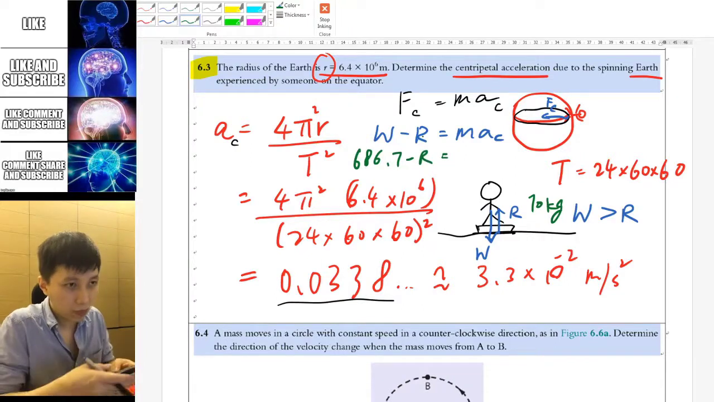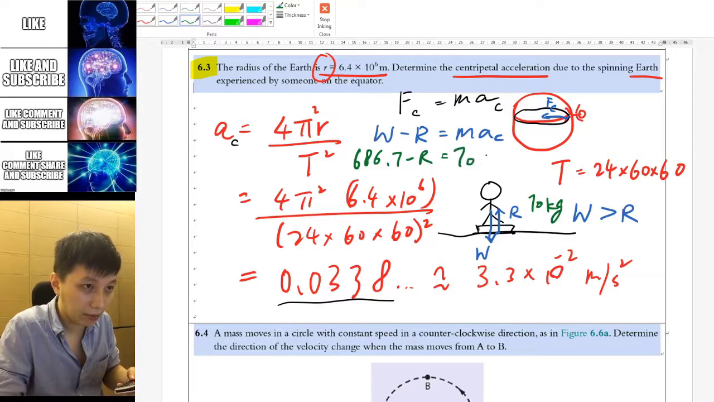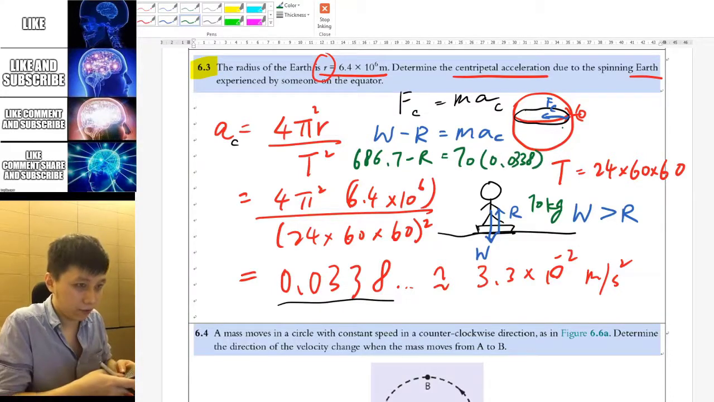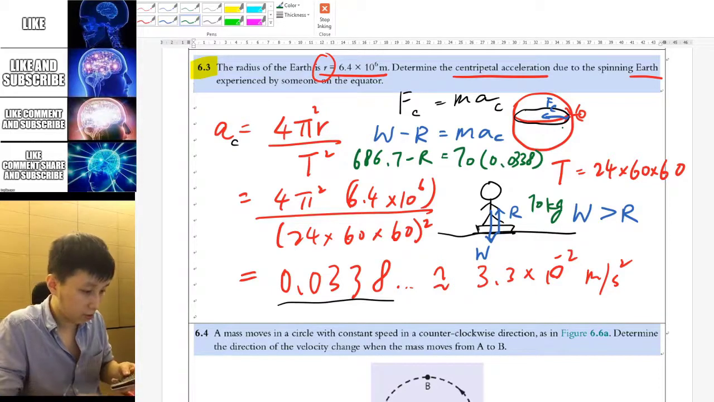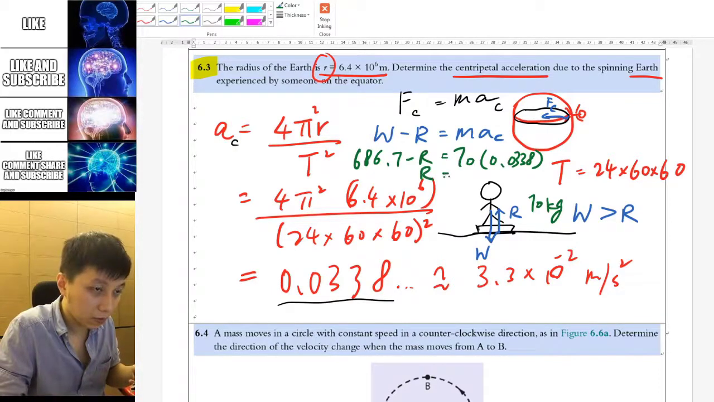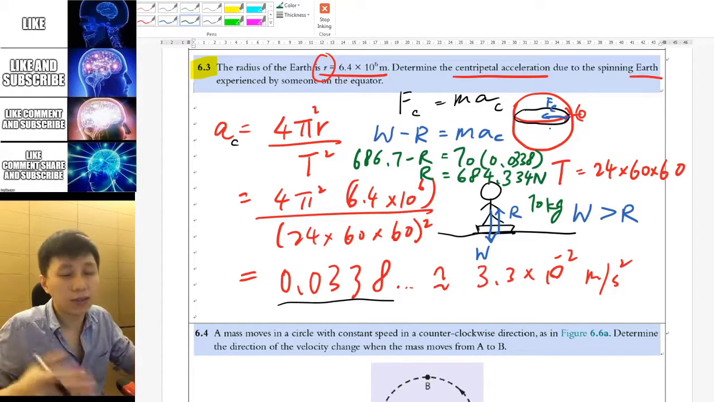R is the unknown, which is the reading of the electronic balance, and M is 70, and here is the 0.038338, sorry. And so if you solve this equation, then you would have the answer minus 70 times 0.338. So you will be able to find your R to be 684.334 Newton, which means it is smaller.